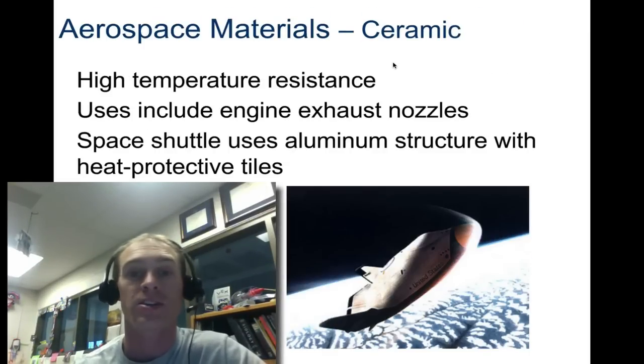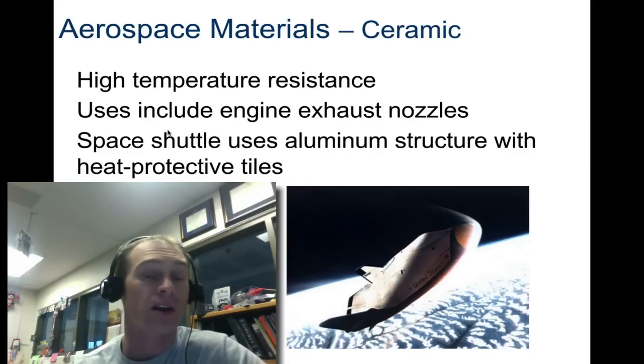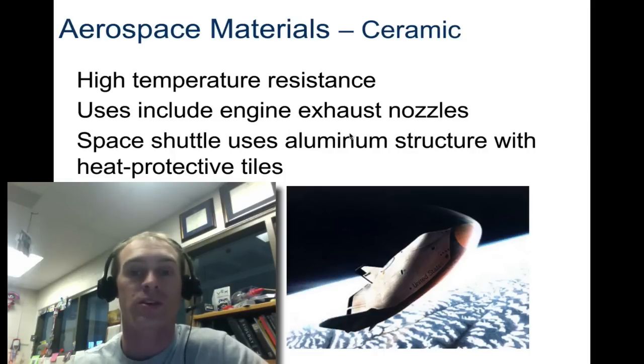Our last material is ceramic, and ceramic is phenomenal for high temperature resistance, which makes it great for tiles on the space shuttle for re-entry. They're also used for engine exhaust nozzles because they're really never going to ignite or break apart at the temperatures that engine exhaust is used at. And for space shuttle re-entry, they can easily withstand that heat.